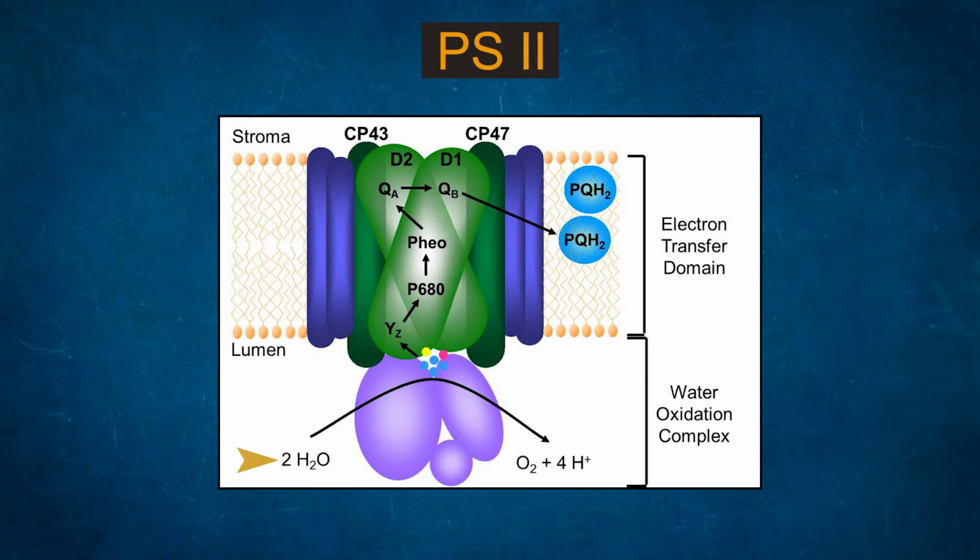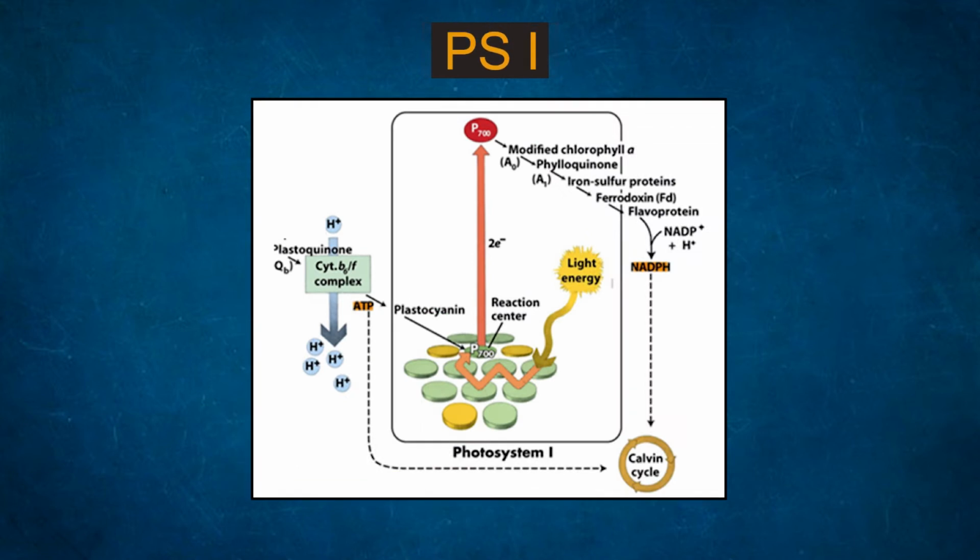Water serves as the electron donor. The water is oxidized with the help of a water oxidation complex present on the luminal side. This results in the evolution of oxygen. PQH2, on the other hand, diffuses into the thylakoid membrane. There it goes towards the cytochrome b6f complex. Cytochrome b6f oxidizes it and then the electron is transferred to plastocyanin. From plastocyanin, electrons get transferred to photosystem 1.